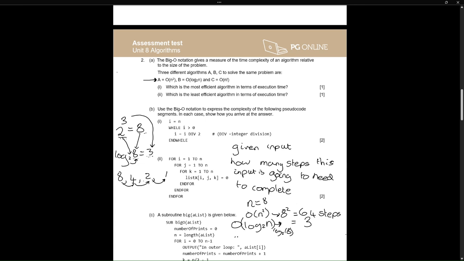And then finally, big O of n factorial. That's the equivalent of 8 times 7 times 6 times 5, and so on. Without even calculating it, you can see that it's bigger than 64, and this is going to give us loads and loads of steps. So it's not very efficient. Given the same input, this is giving me 3 steps, this is going to take 64 steps, and this is going to take a lot more than 64. So we can quickly say the most efficient is B, and the least efficient is definitely n factorial, which is C.